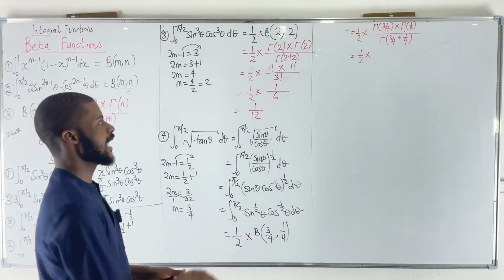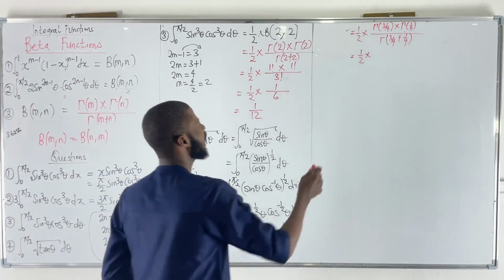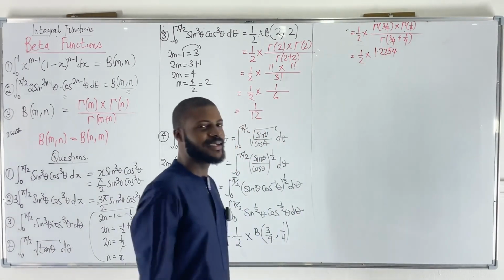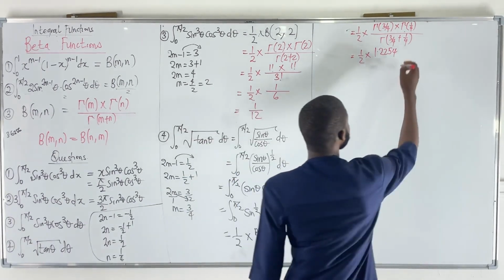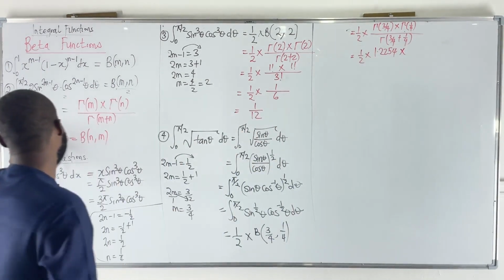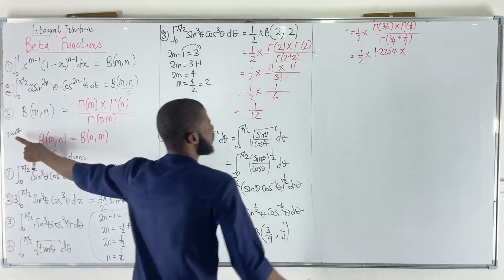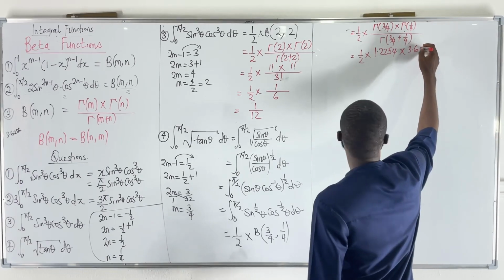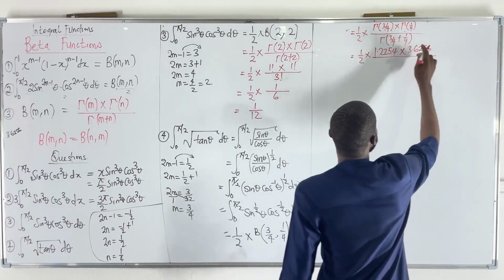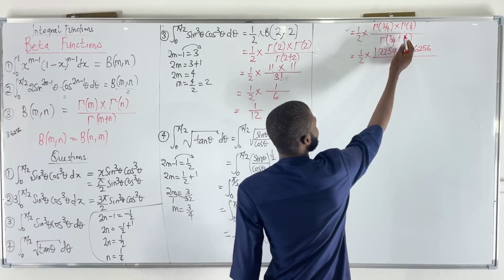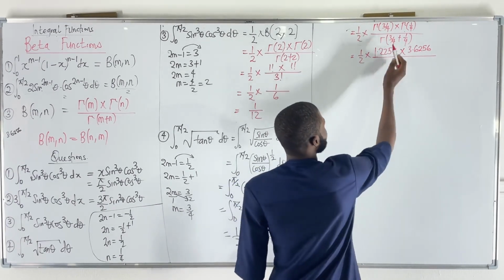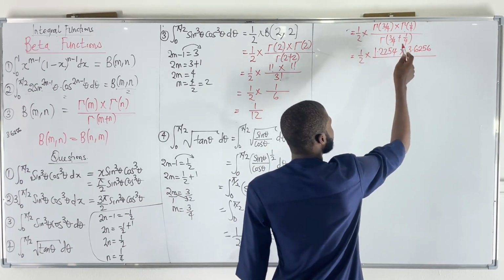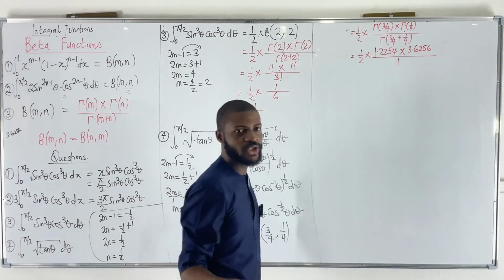I just remember that I kind of have done something like this before. So the gamma of 3 over 4 is 1.2254. Yeah, I've done something like that before. 1.2254 times the gamma of 1 over 4, which is 3.6256, over. Now, if you notice, 3 over 4 plus 1 over 4 is just 1, because when you add up the numerator, 3 plus 1 is 4, then 4 over 4 is 1. And gamma of 1 is just 1.